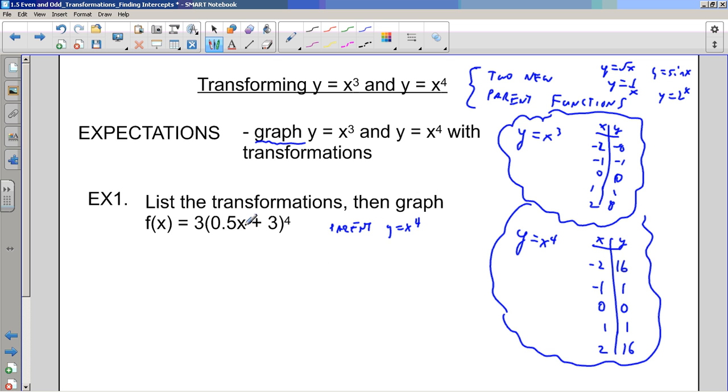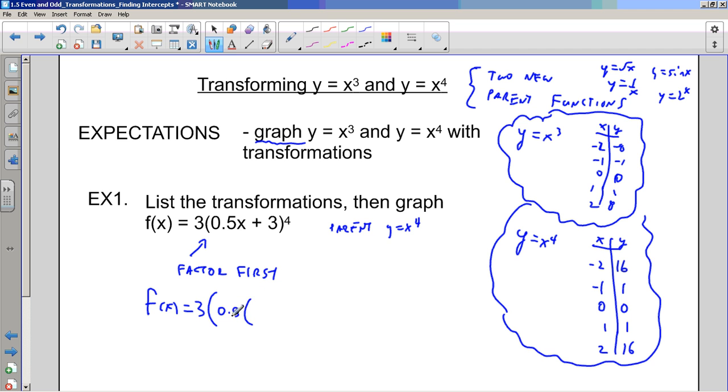Hopefully you recognize that this isn't in the regular graphable form, that this 0.5 is usually outside of the bracket. So I'm going to notice this to factor first, so then I can write it in graphable form. That 3 is outside.